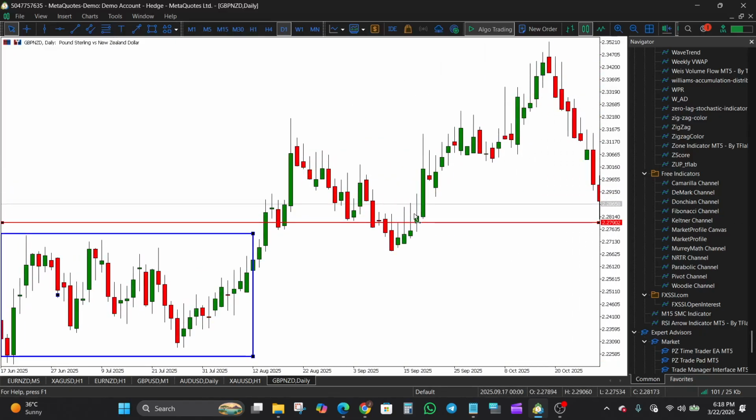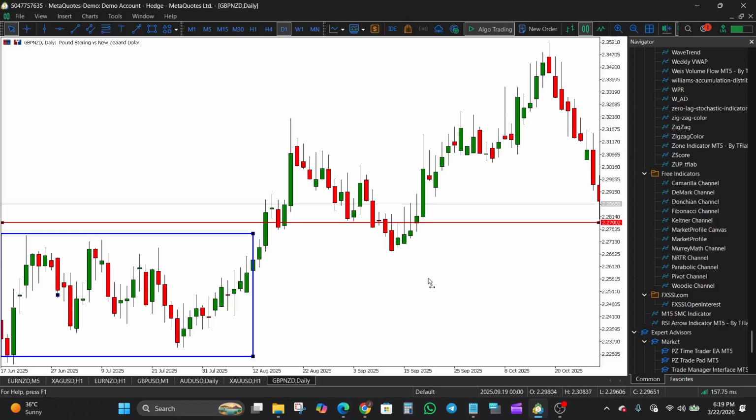This is where price finally moves out of the range with momentum. Breakouts can happen in either direction, and they are often accompanied by increased volatility. However, not all breakouts are genuine. Some are false moves designed to trap traders before reversing.